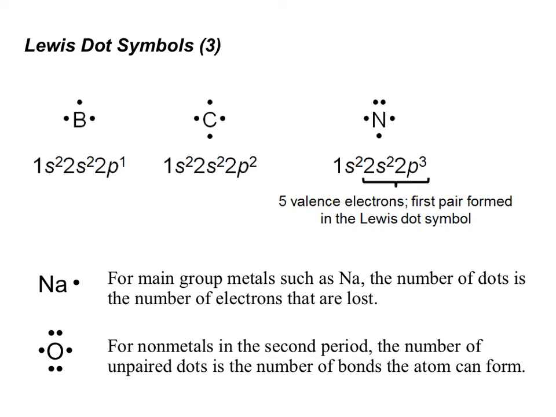Simple rules: for main group metals such as sodium, the number of dots is the number of electrons that are lost when they form ionic compounds. We'll learn about this in a second. And for non-metals in the second period, the number of unpaired dots is the number of bonds the atom can form. So as we see here, oxygen has 2 single electrons, therefore oxygen can form 2 bonds.